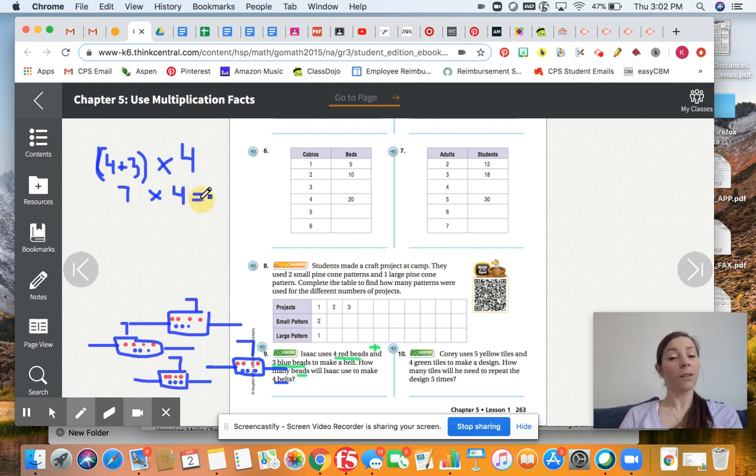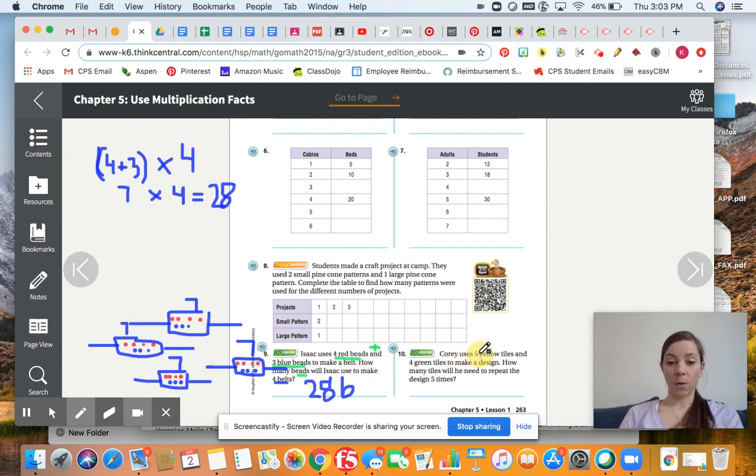If you know this fact, very good job. If not, then you could add it up. 7 plus 7 is 14. 14 plus 14 is 28. So you could have drawn this picture, or you could have just done this two-step number sentence. You could have also just done 4 plus 3 is 7, and then 7 times 4 is 28. Okay, so 28 beads.